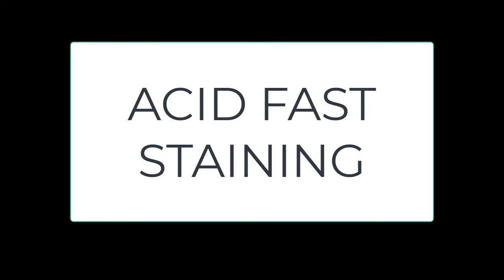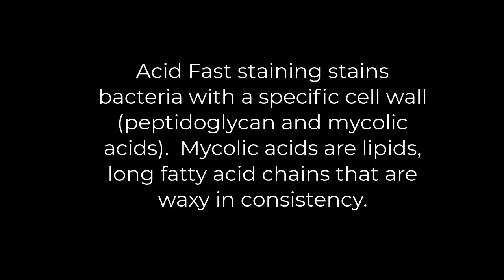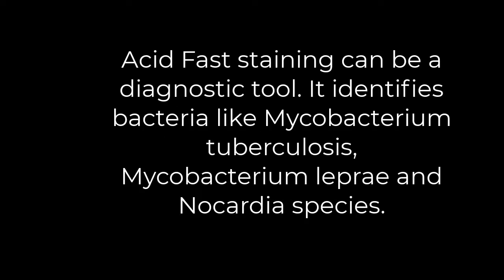The Acid-Fast staining procedure stains bacteria with a specific cell wall. The cell wall is made of peptidoglycan and mycolic acids. Mycolic acids are lipids, long fatty acid chains that are very waxy in consistency, so therefore they are hydrophobic. Acid-Fast bacteria stain poorly with a Gram stain because the stains that are used in the Gram staining are water soluble. We definitely need a lipid-soluble stain for the Acid-Fast staining procedure, like carbolfuchsin.